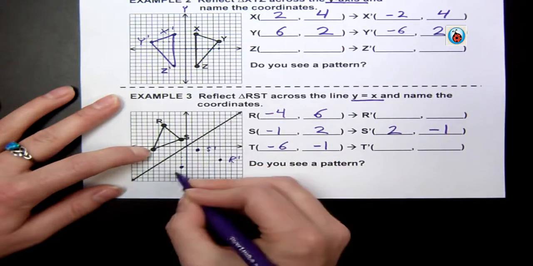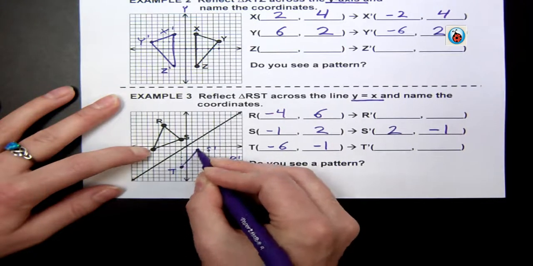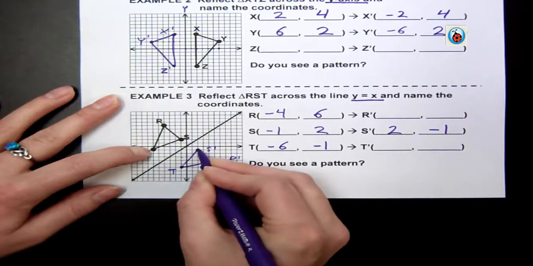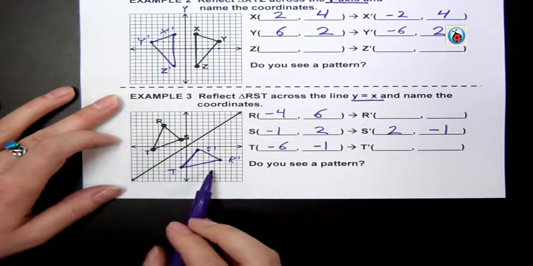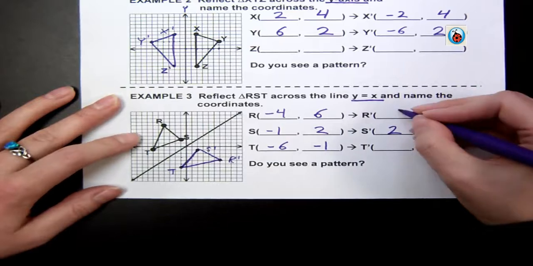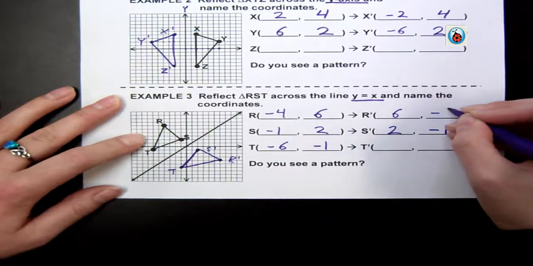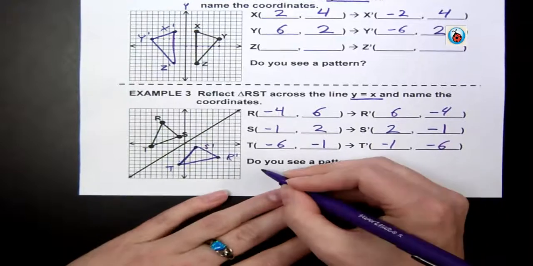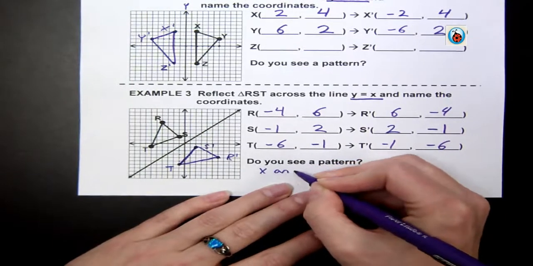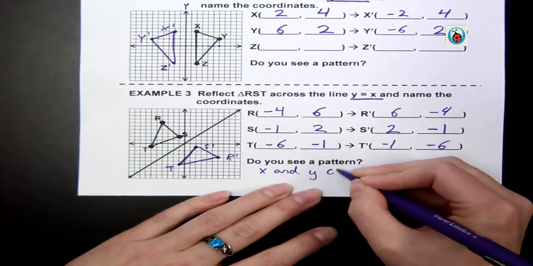And so then I have my 3 new points. I connect them and see that does look correct. I've taken it and flipped it over. And so my points, I just switched them. And so my pattern is my x and y change places.